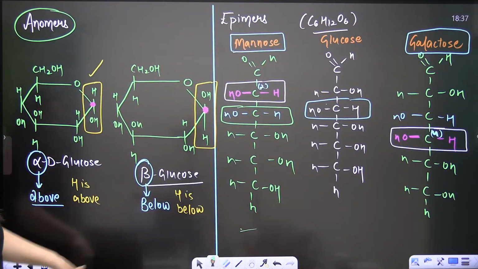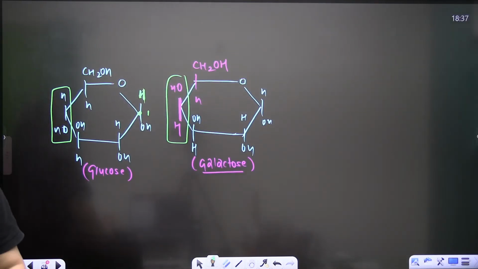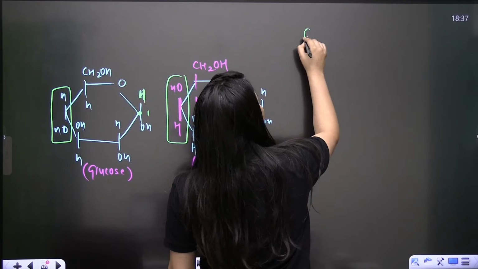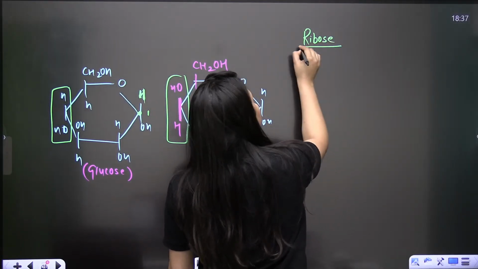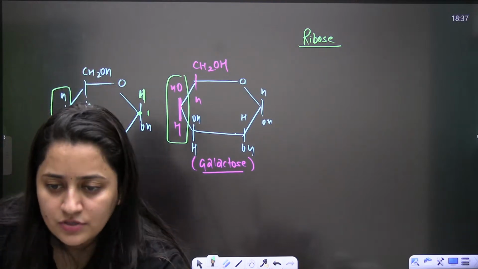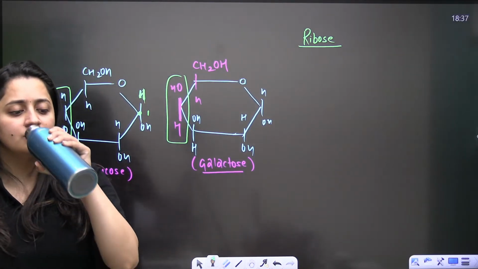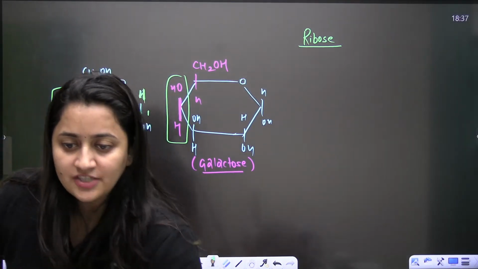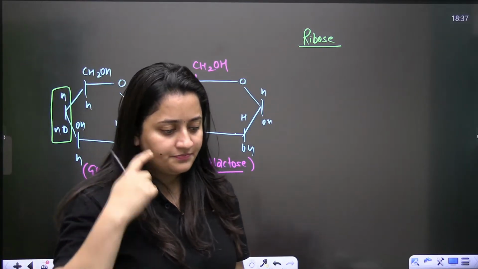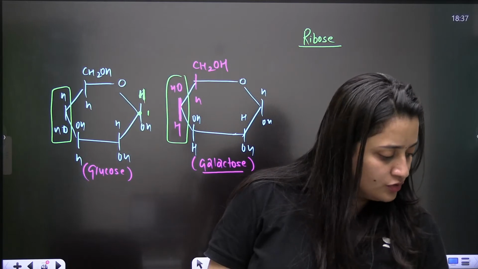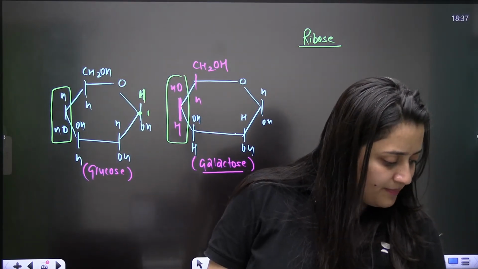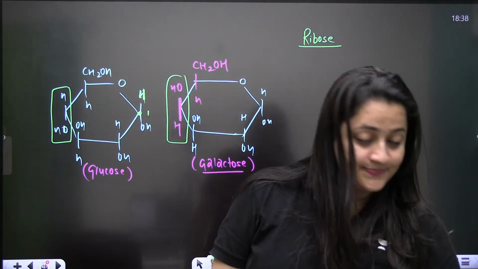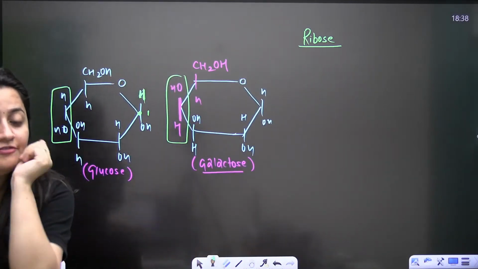See, the structure of galactose is also very easy. Now, when you talk about ribose, what is a ribose? Is ribose a pentose or hexose? Just watch the lecture again, you'll get the clarity. Ribose is a pentose, no? Write down the formula of ribose then.